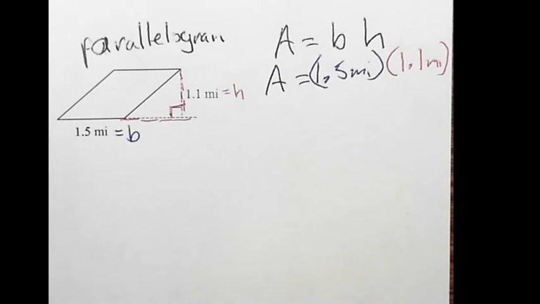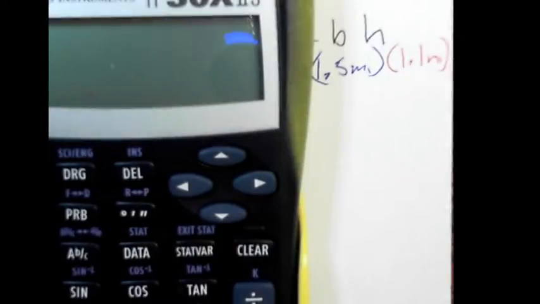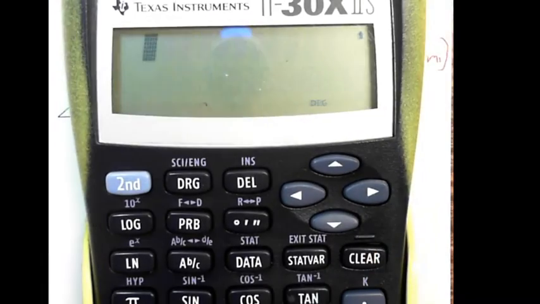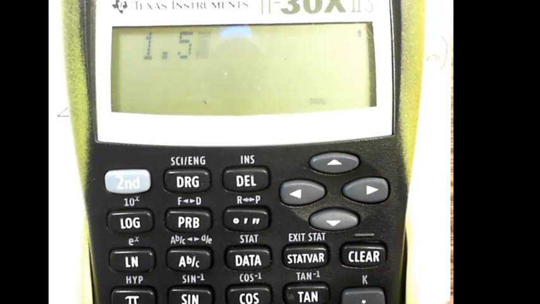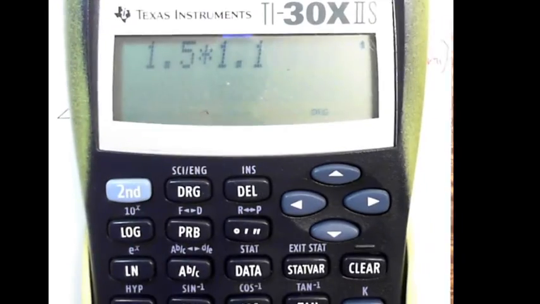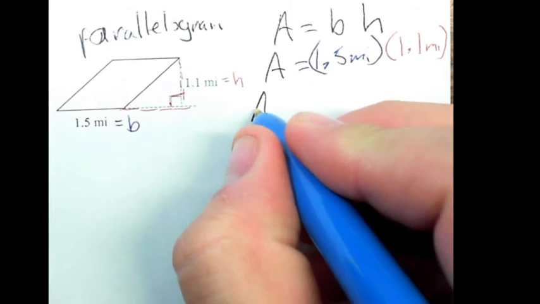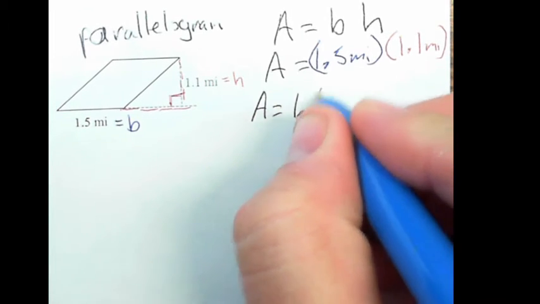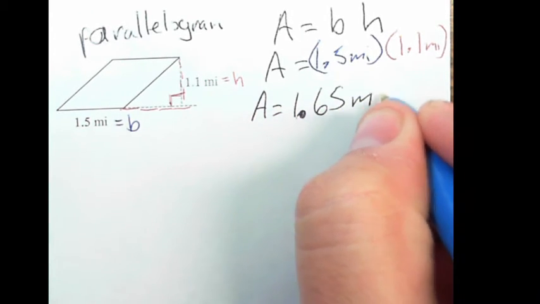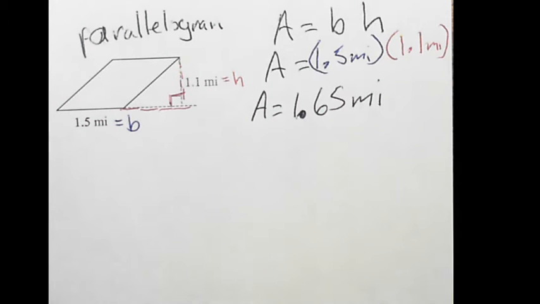So then I got to multiply it out. I'm going to take my handy dandy calculator, and I'm going to say 1.5 times 1.1. Is that right? Yep. 1.5 times 1.1, which is 1.65. So I get the area is equal to 1.65 miles, but we have been asked to round to the 10th spot.